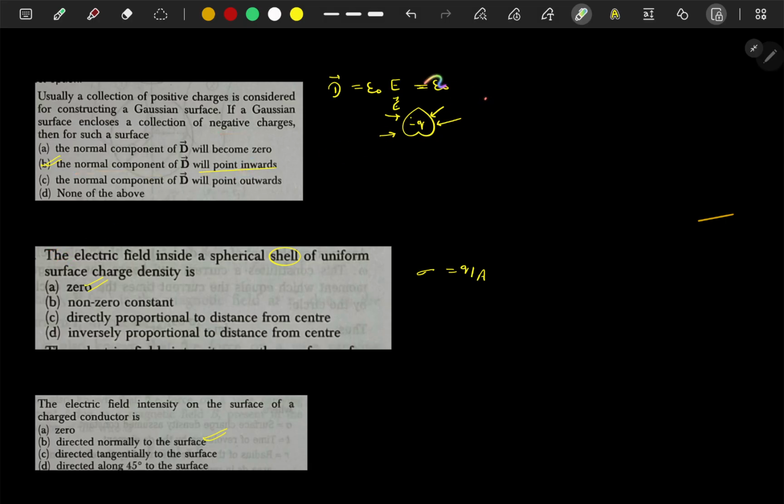Okay, so what is D? D is basically E. The electric field inside a spherical shell of uniform surface charge density.